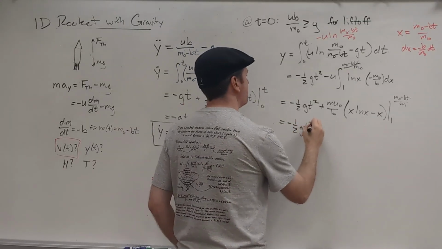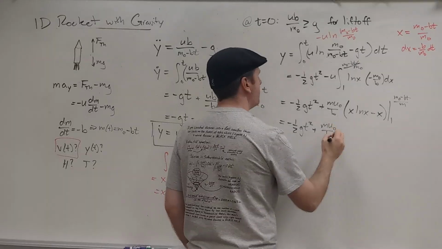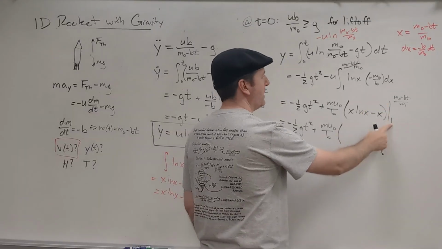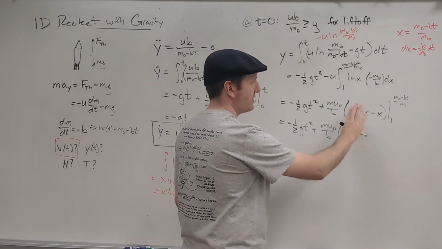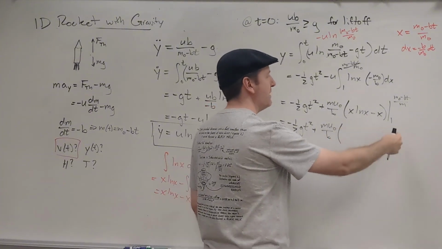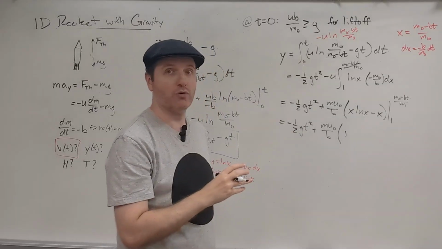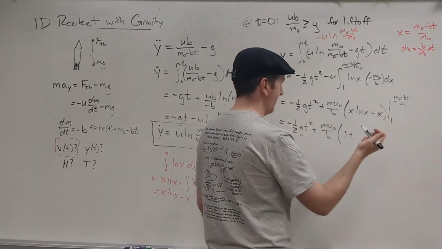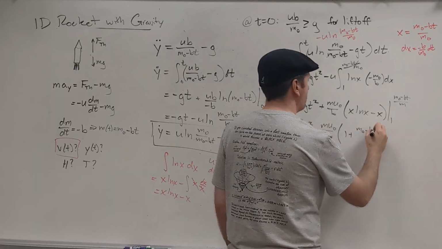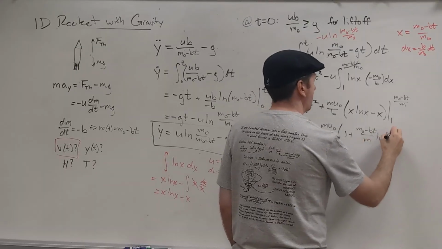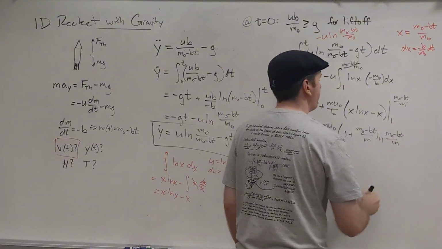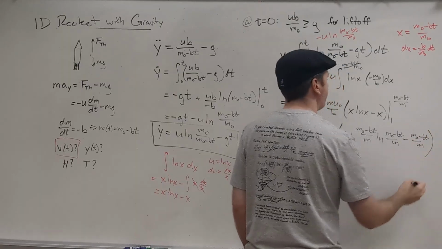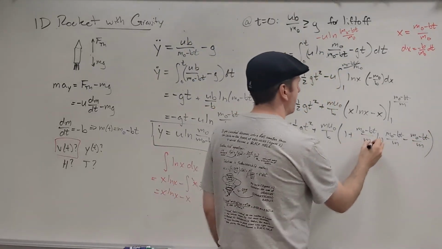So we've got this minus 1/2 gt squared. We've got this mu naught over b. Funny that that happens to have units of distance, but such is life. When I plug in 1, the natural log of 1 is going to give me a 0. And I'm going to have a minus 1, but it's in the lower bound, so that'll give me a plus 1. I'm actually doing the lower bound first here. And then for the upper bound, well, I am going to have to plug everything in. So I have m naught minus bt over m naught, natural log m naught minus bt over m naught, and then minus m naught minus bt over m naught. Sorry, all of these should be m naughts.